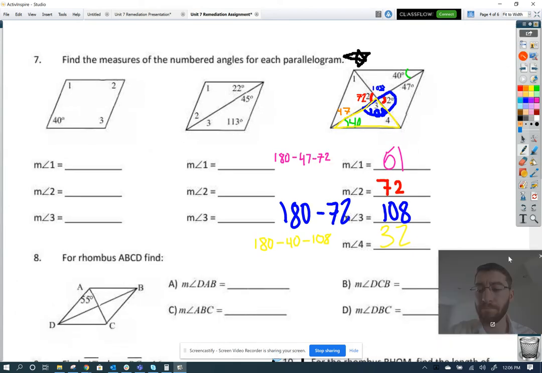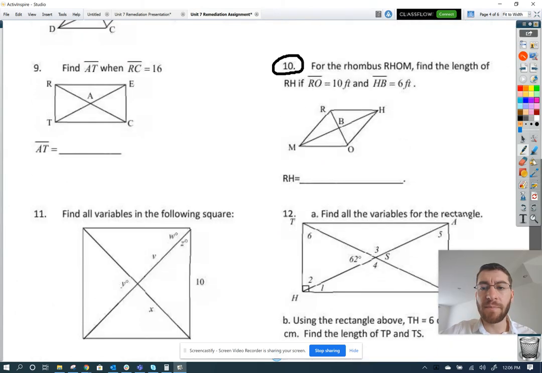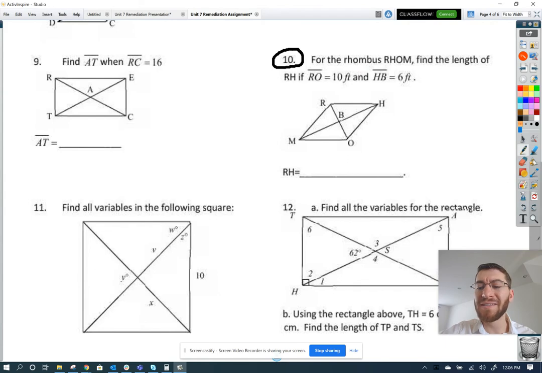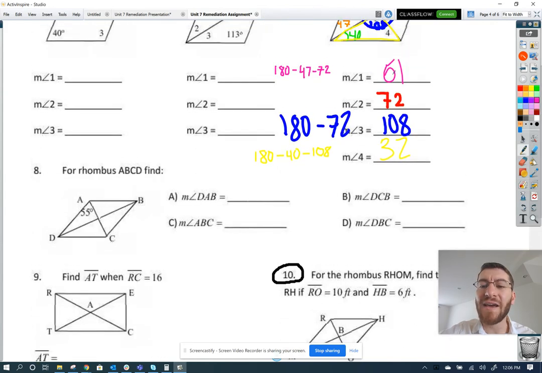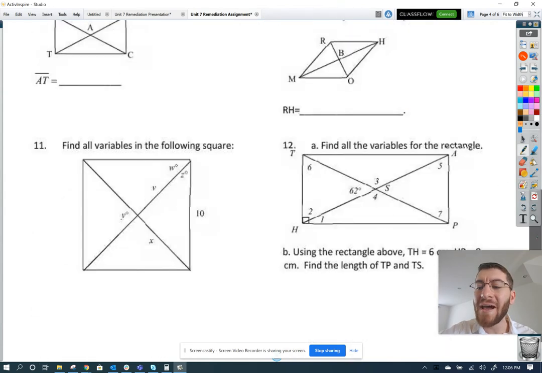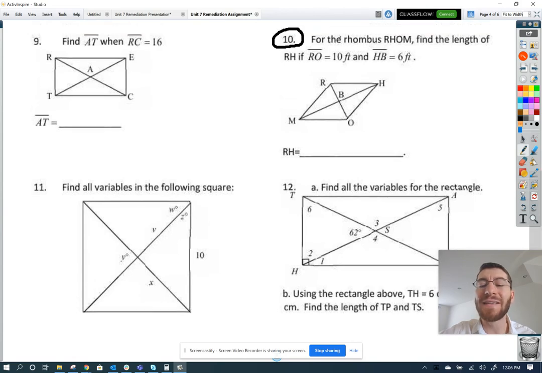All right, so we got just a few more. Let's pop down here to, instead of finding angle degrees, we're now trying to find a segment length. For this particular problem, we have a rhombus RHOM, and we want to find the length of RH. So we want to find this side if RO is 10 feet and HB is 6 feet.